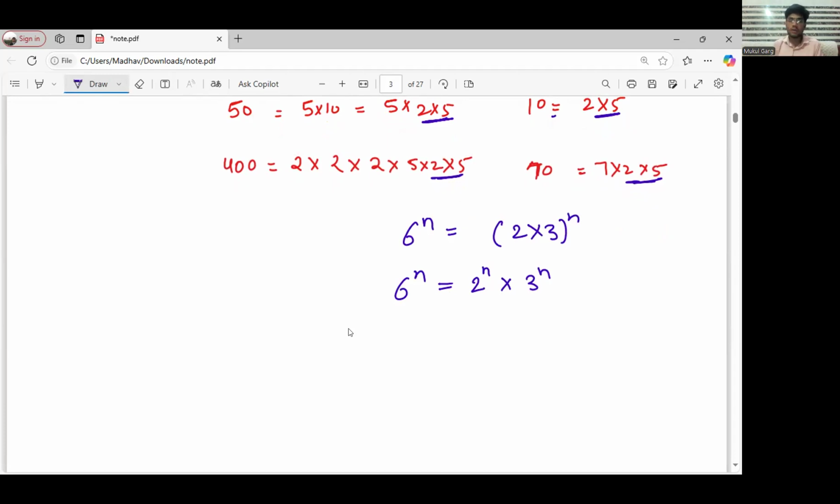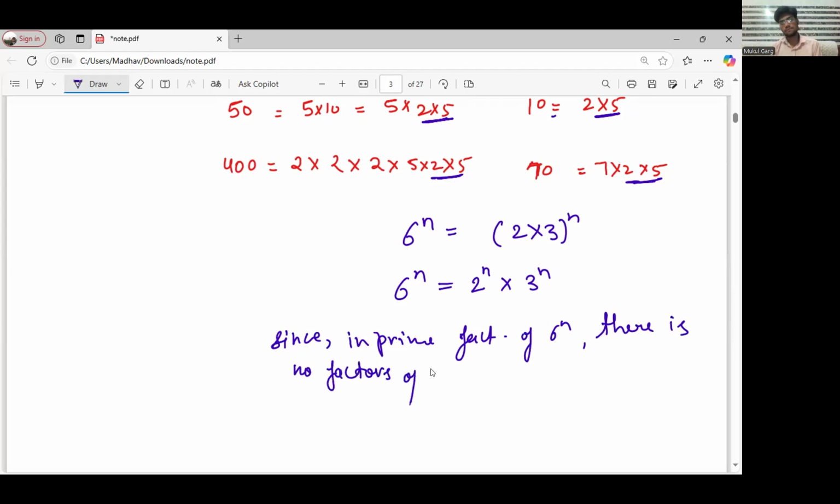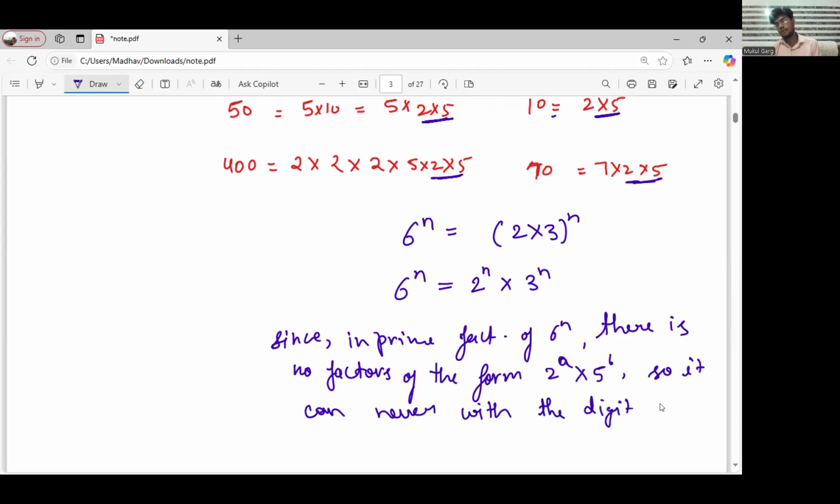No. So you will write down here, since in the prime factorization of 6 to the power n, there are no factors of the form 2 to the power a multiplied by 5 to the power b, it can never end with the digit 0. I hope this is clear to all of you.